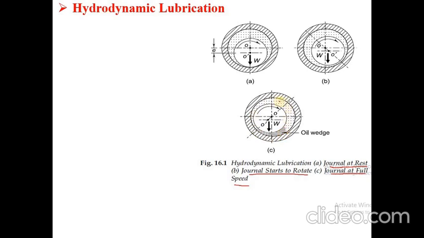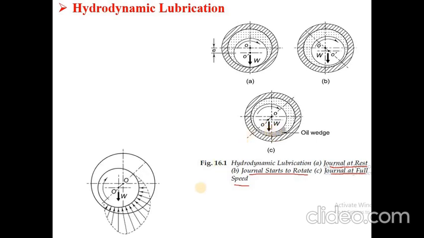As there is continuous flow of oil, it generates pressure in this region, and this oil pressure balances the force W. Here you can see the pressure distribution generated within the system around the periphery of the journal. In this region the pressure is generated, and this pressure balances W.